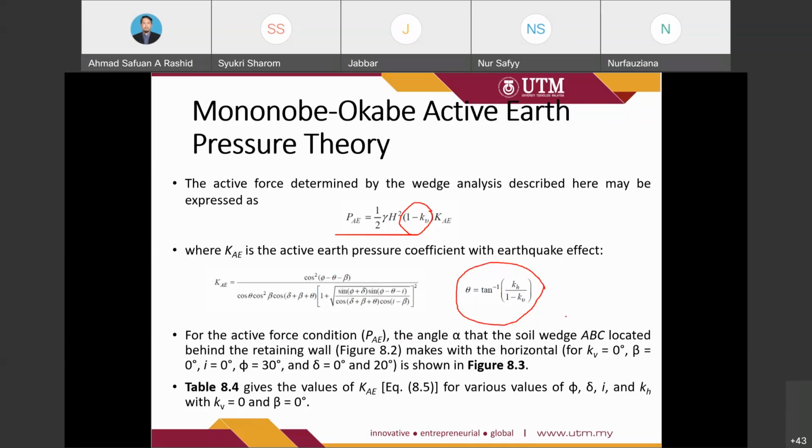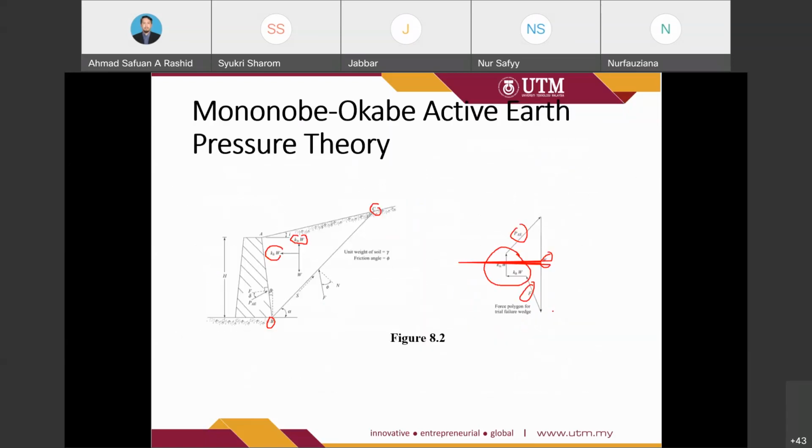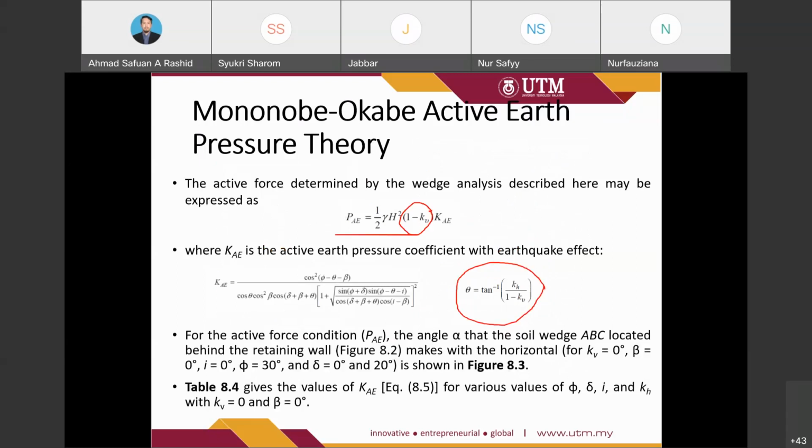So for the active force condition PAE, the angle alpha is that of the soil wedge ABC located behind the retaining wall, figure 8.2. So that is the alpha measured from the horizontal. For KV equal to 0, beta equal to 0, i equal to 0, phi equal to 30 and delta equal to 0, it is shown in figure 8.3.